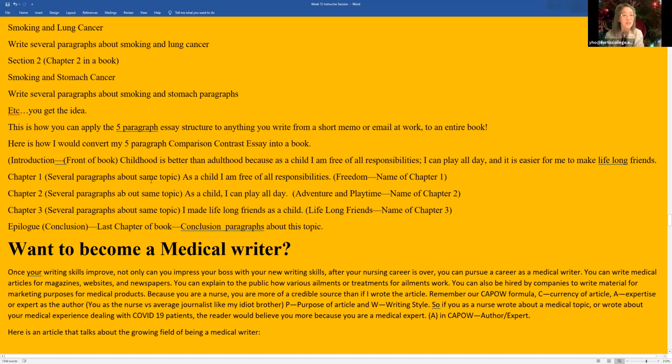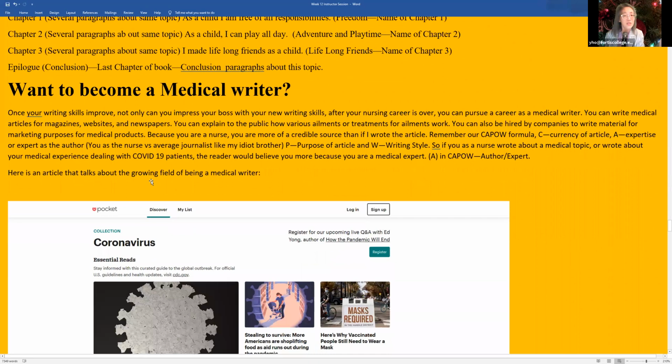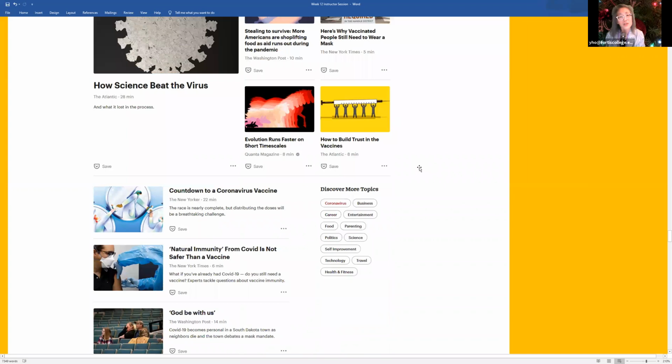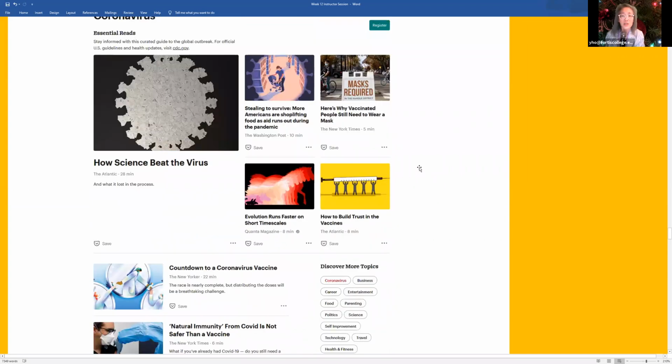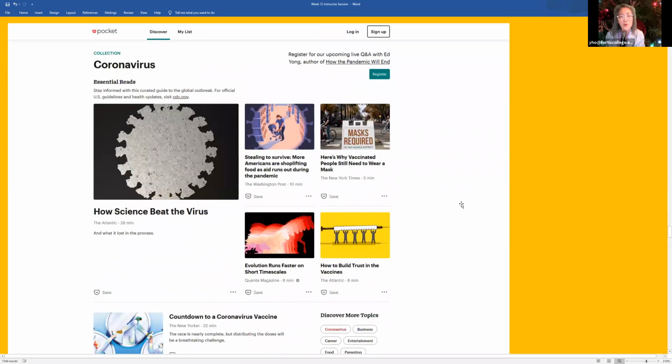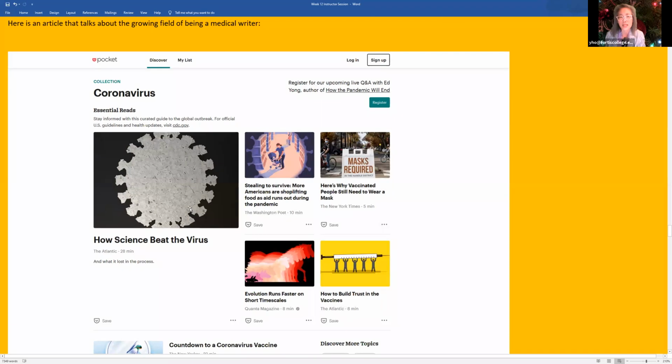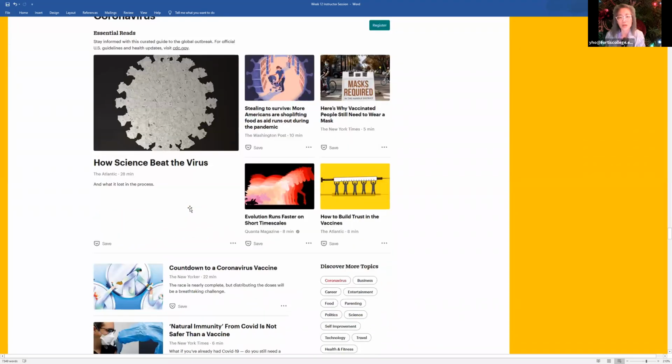So yeah, you can use this, and this is interesting. Once you finish, if you want to continue writing, you can also become a medical writer. And then you've got to think, who wrote these articles? How science beat the virus. Here's why vaccinated people still need... It's usually a combination of doctors, scientists, nurse practitioners, and nurses. And usually the more medical knowledge you have when you write a medical article, the more the magazines want to hire you because you sound credible.